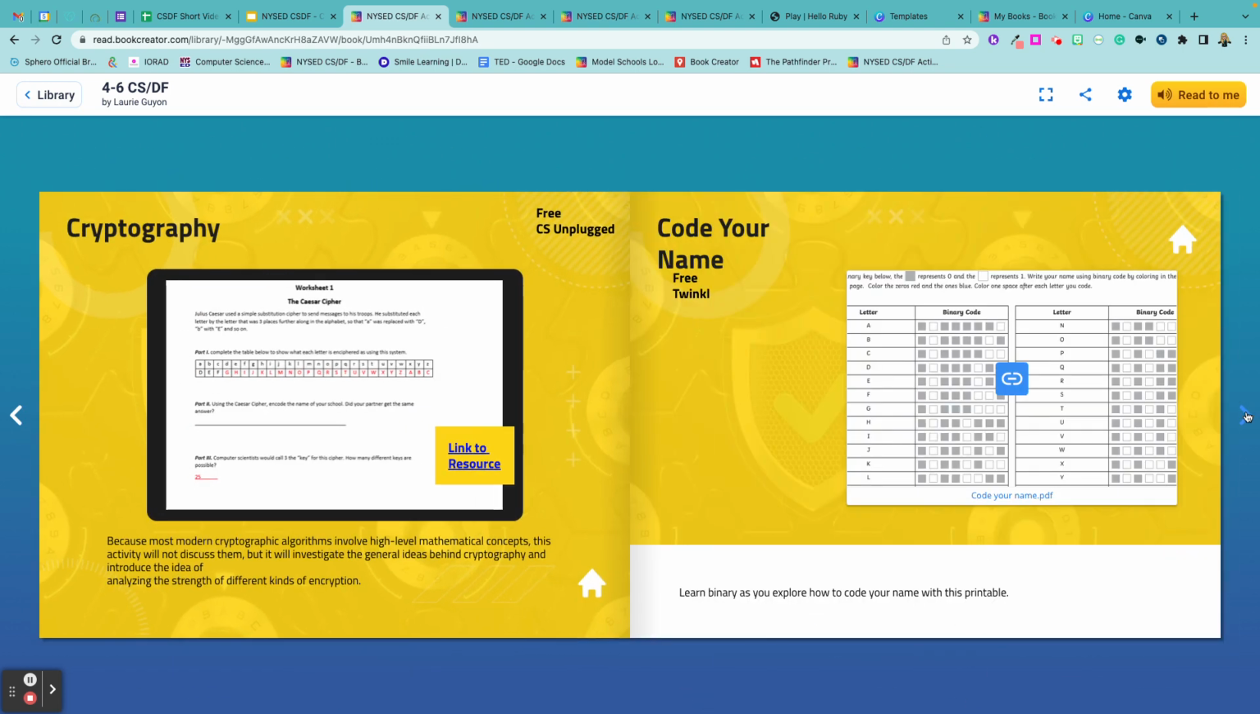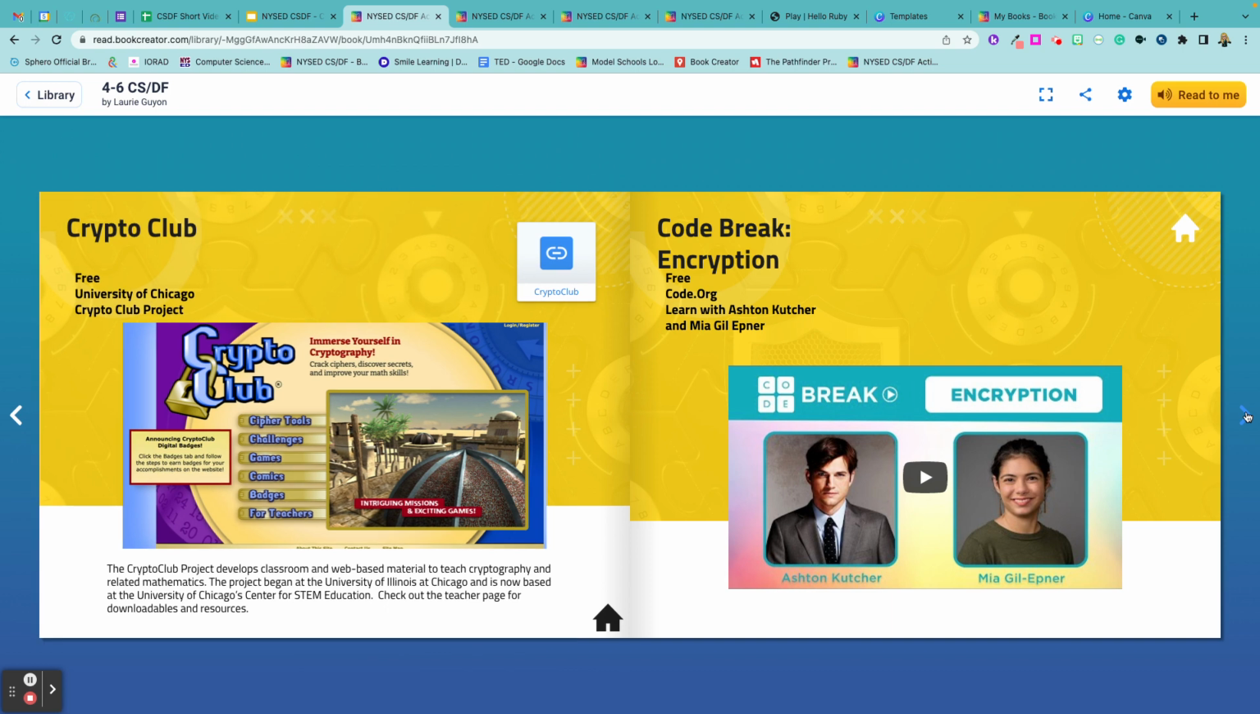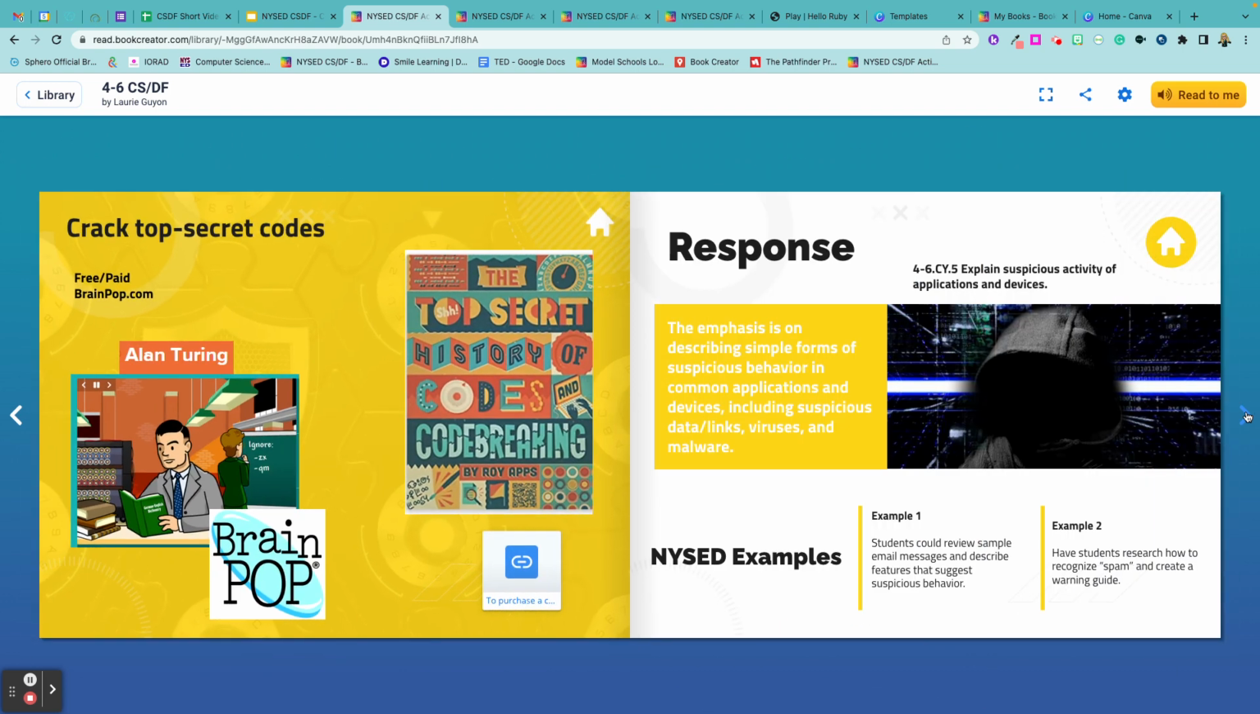And then finally, our last one that we have within this area happens to be under response, and this is explain suspicious activity of applications and devices. So you could have your students look at sample email messages and describe what might make it look kind of suspicious. Students love to talk about being sus, right? So you can have your students think about spam versus what is actual malicious or suspicious behavior.